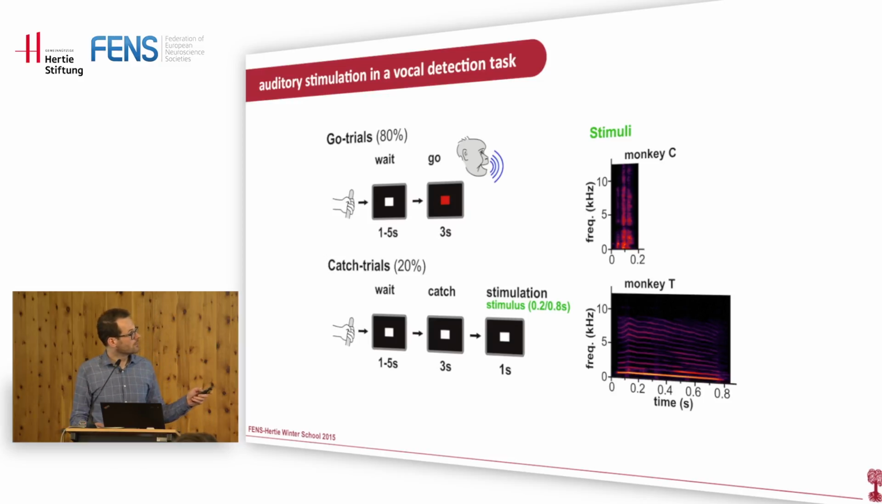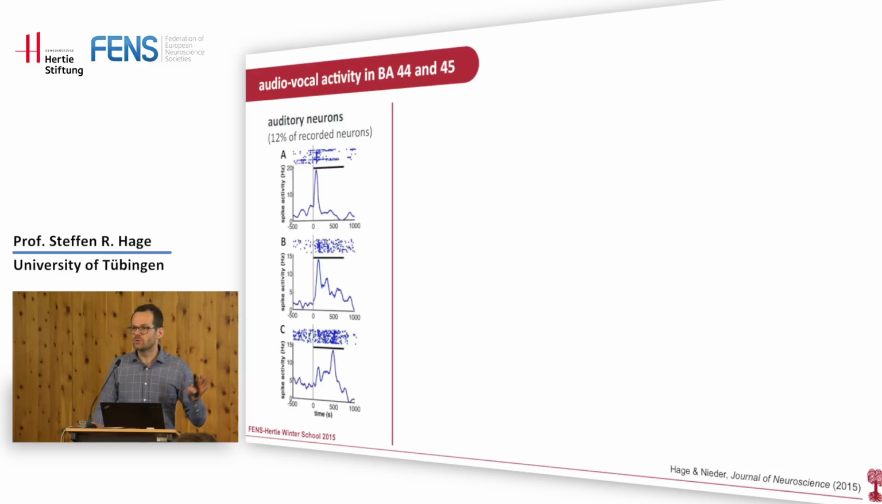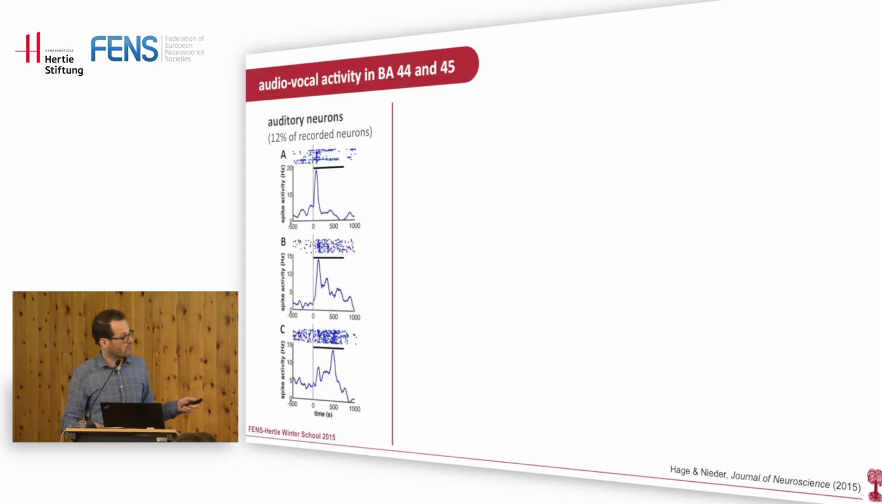And what we found, first of all, which is always nice, we could replicate the data, that we could also find auditory neurons in these regions in area 44 and 45. So this is the activity of 3 example neurons. This is the length of this coo vocalization. So these neurons are from the coo monkey. Different types of auditory responses, phasic, phasic, tonic, some complex responses. So there are auditory neurons in this region.